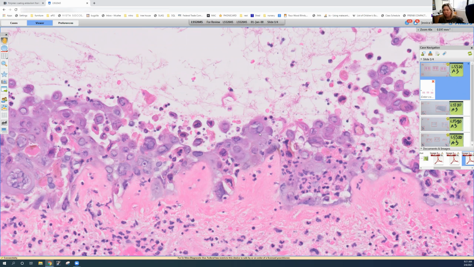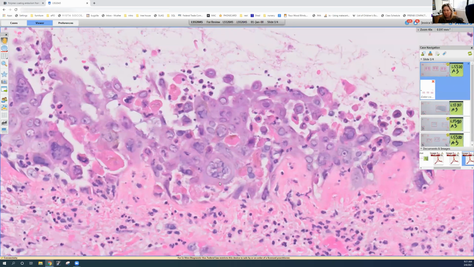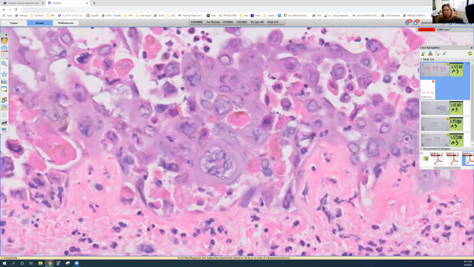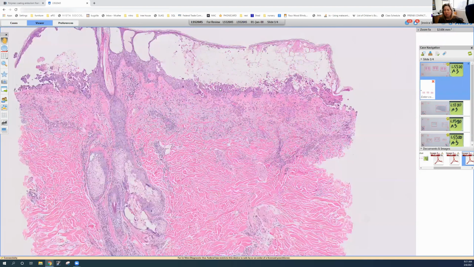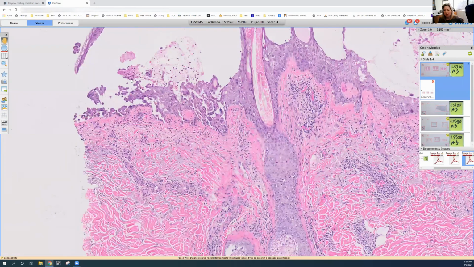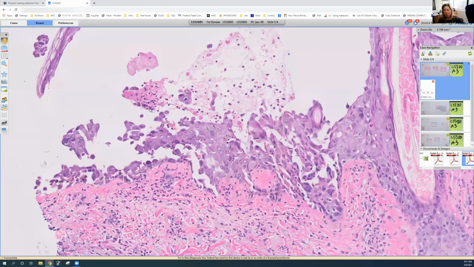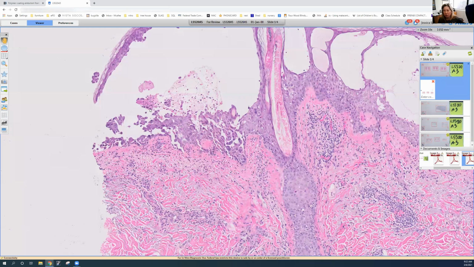If you look at high power, you can see that they don't look like normal keratinocytes. Their nuclei are often multinucleate, and they have these inclusions in their chromatin. They've got these slate gray nuclei. Here's a great multinucleate cell, and you can see that some of these nuclei are molding together. So this is herpes. It's either herpes simplex or herpes zoster. You cannot distinguish between the two based on histology alone.